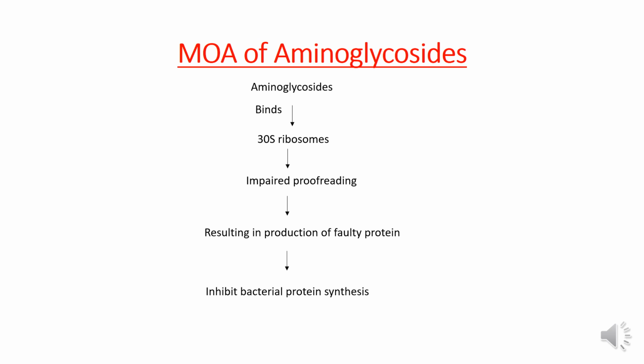The mechanism of action of aminoglycoside is the same as that of tetracycline, in that it will inhibit the 30S ribosome subunit, but what is the difference? It will bind with the 30S ribosome subunit and impair proofreading, because of which a faulty protein is formed, and thereby this faulty protein leads to protein synthesis inhibition.